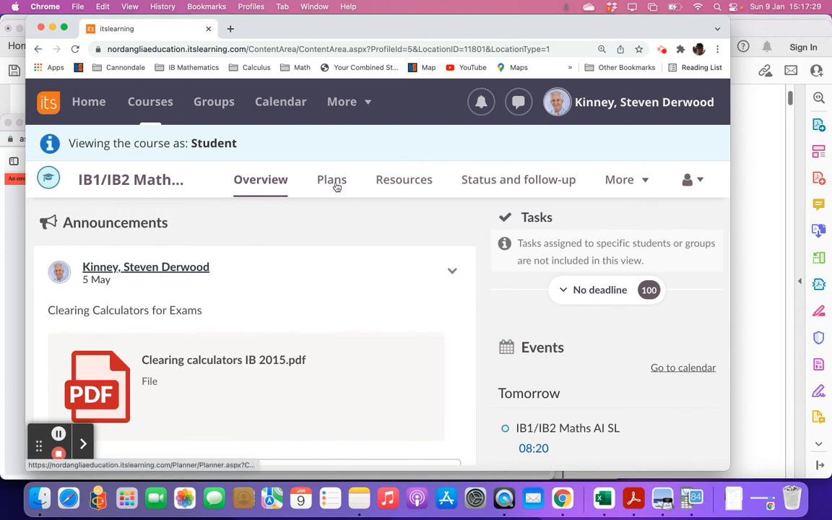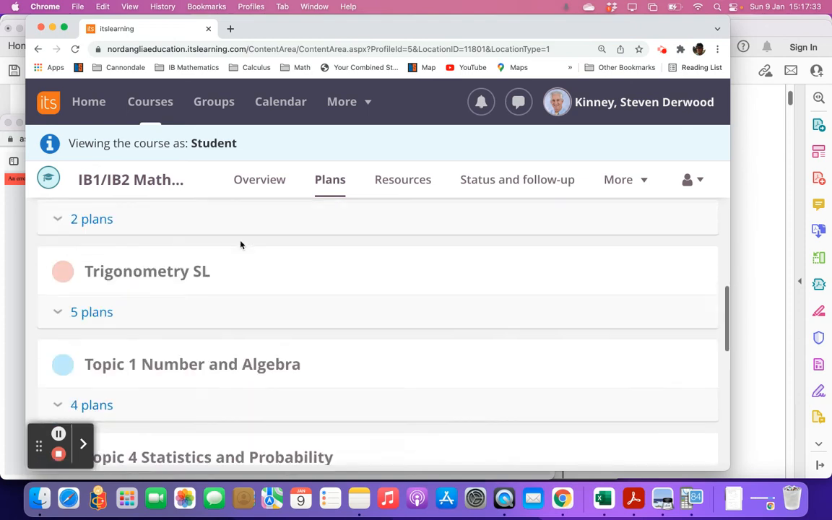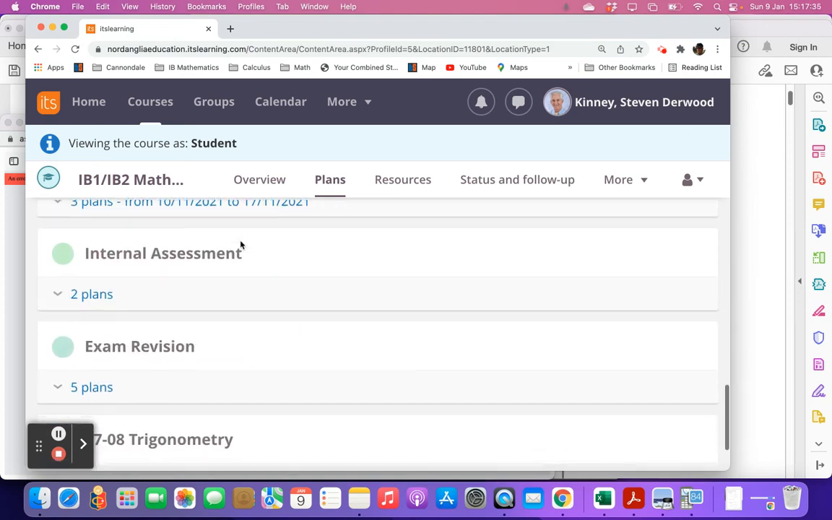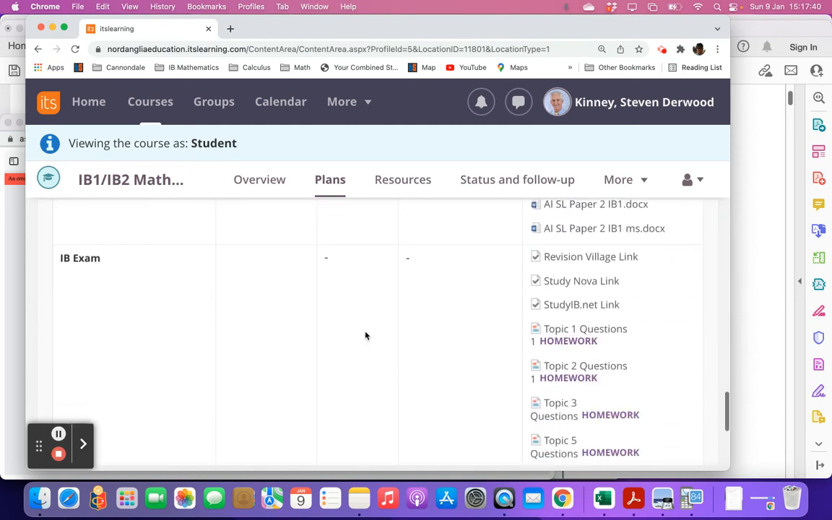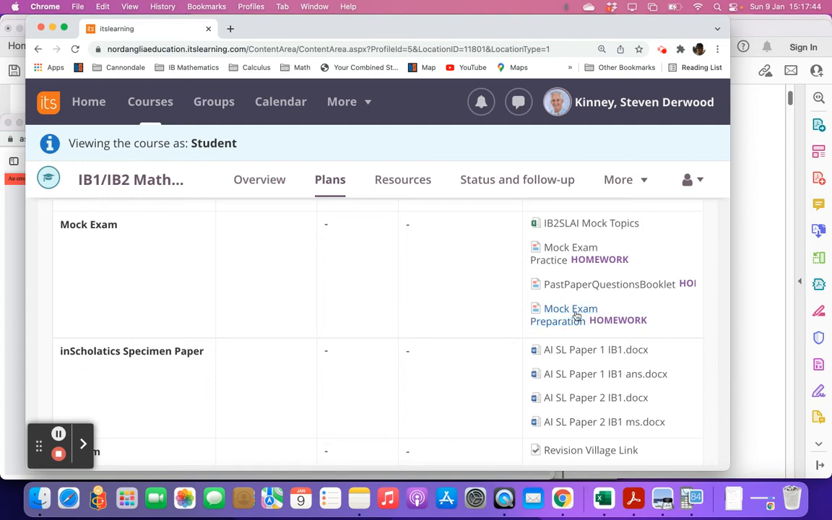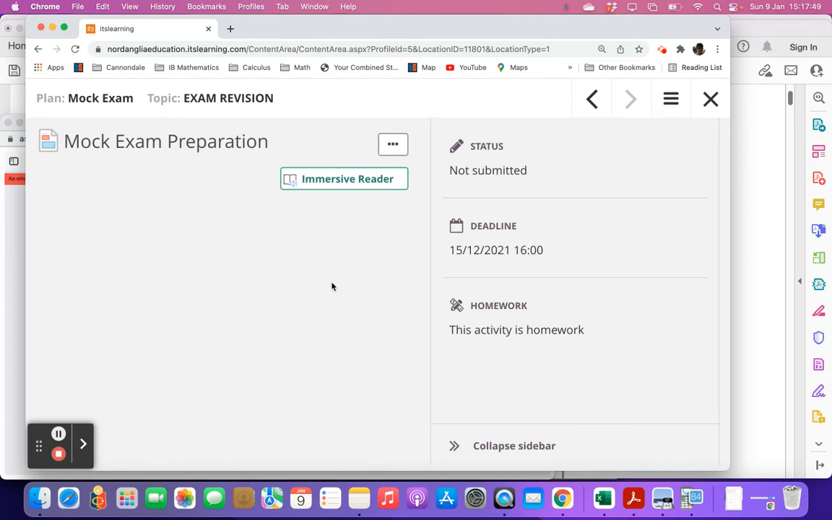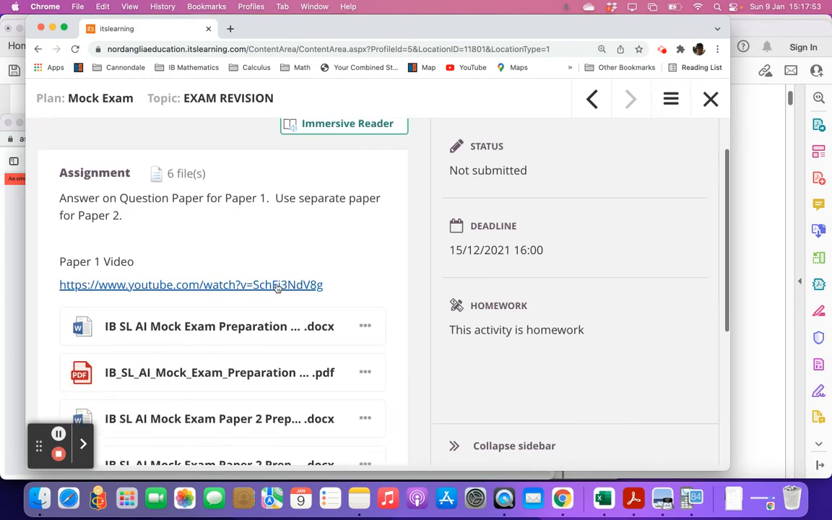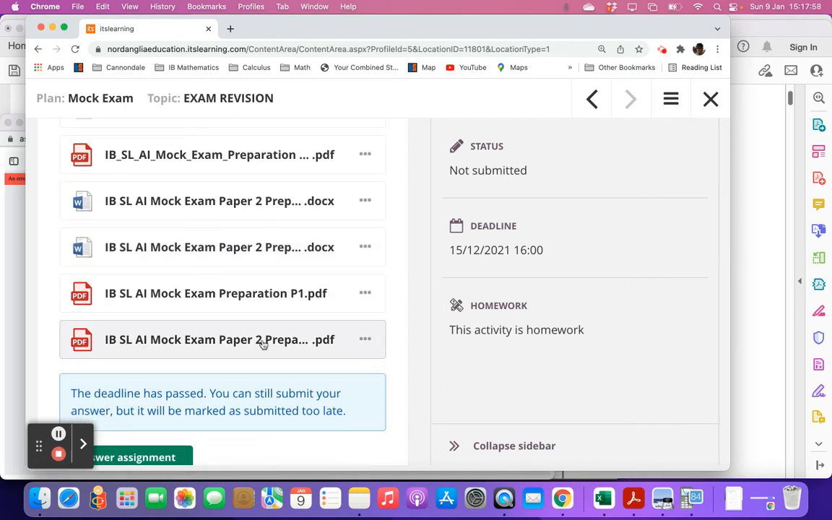Again, we're going to go to It's Learning, go to Plans, Exam Revision, and then down here, mock exam preparation. Looking at this last file, there's a video from paper 1 there, and this one is the paper 2 preparation.